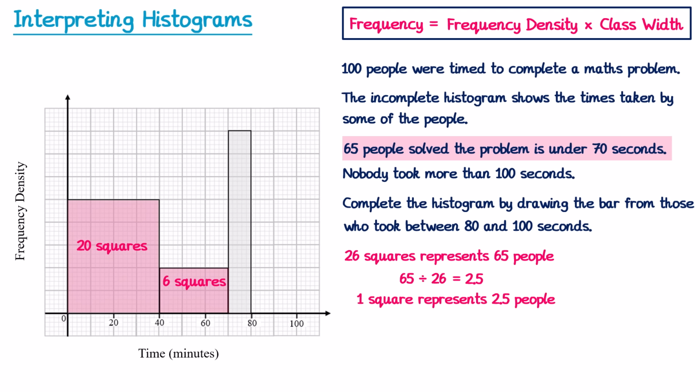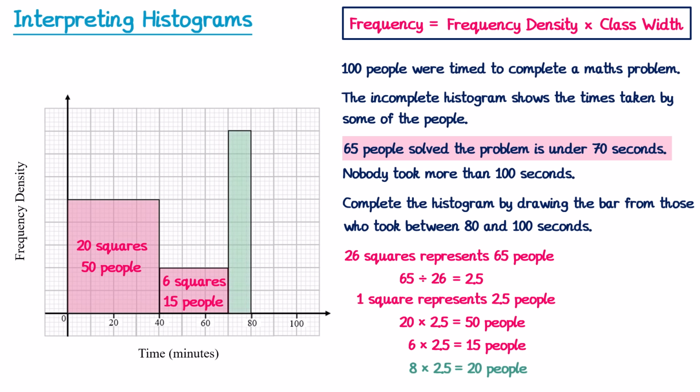I can now use this information to help me work out how many people are in each of the bars. So if there are 2.5 people in each of the squares, but the first bar has 20 squares, I can do 20 times 2.5, which gives me 50 people. So there are 50 people in the first bar. If I do the same thing for the next one, there are 6 squares here, and each one of them is 2.5, so 6 times 2.5 is 15. So there are 15 people in the next bar. Now we haven't looked at the third bar yet, but if we do, we can count that there are 8 squares. Each one is 2.5 people, so 8 times 2.5 is 20. So there are 20 people in the green bar.